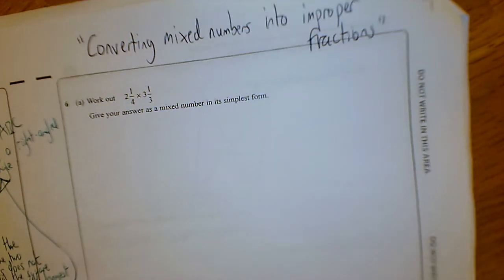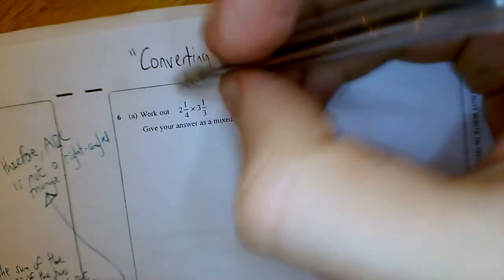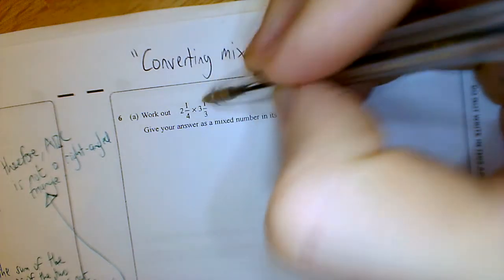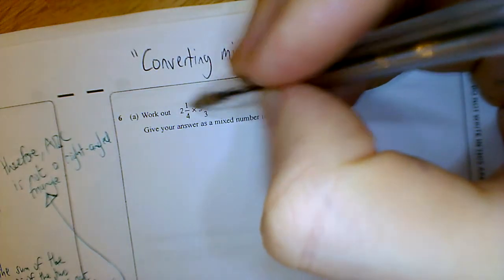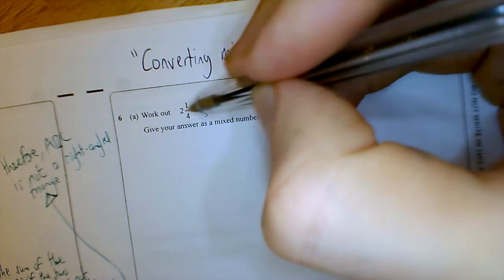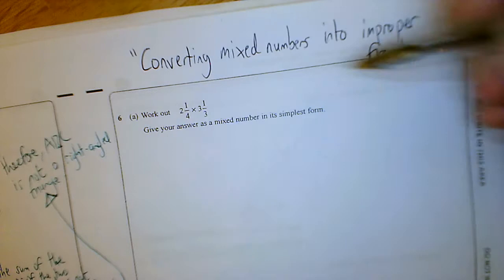Okay, question 6. If you're going to multiply these two fractions together, anytime you're either adding, subtracting, multiplying or dividing fractions, you don't want to do it while you've got what we call mixed numbers, which is where you've got a whole number and a fraction. You always want to change them, whatever operation you're doing, whether it's add, subtract, times or divide, into improper fractions or top-heavy fractions, whichever you prefer.